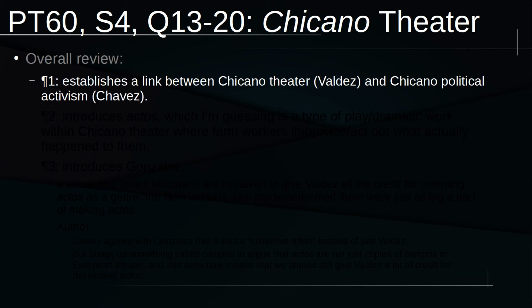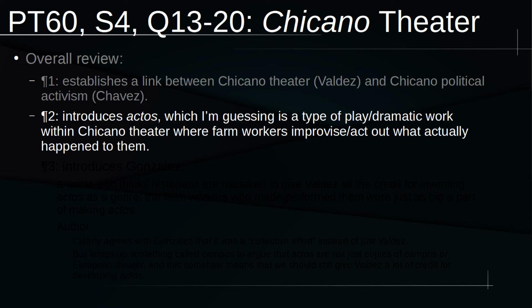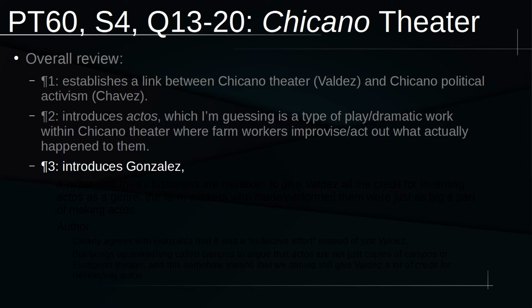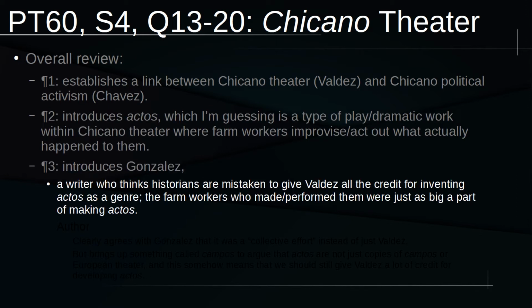Paragraph 1, it establishes a link somehow between Chicano theater, Valdez, and Chicano political activism, Chavez. Paragraph 2 introduces us to octos, which I'm guessing is a type of play or dramatic work within Chicano theater where the farm workers improvise or act out what actually happened to them on some level. Paragraph 3 introduces Gonzalez, who is a writer who thinks historians are mistaken to give Valdez pretty much all the credit for inventing octos as a genre or a thing. The farm workers who made and performed the octos were just as big a part of making them.